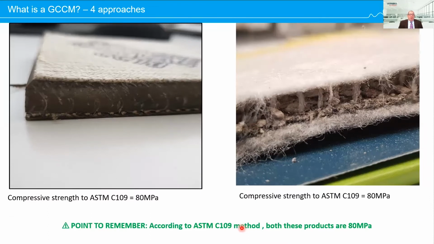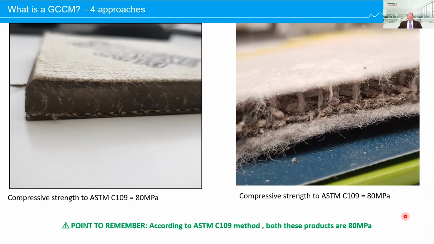Now, referring back to what I was saying earlier, the compressive strength of this product, according to the standard test, ASTM C109, meets 80 MPa. But this product also, because it's the mortar at 0.3 water cement ratio, also meets 80 MPa. The point to remember here is that according to ASTM C109 method, both of these products are 80 MPa.